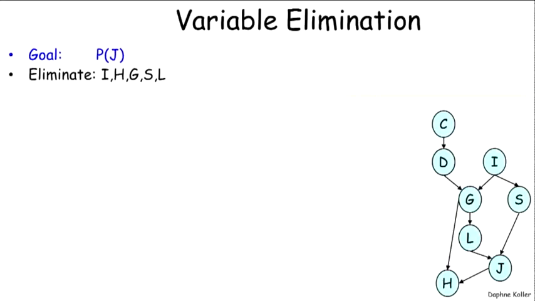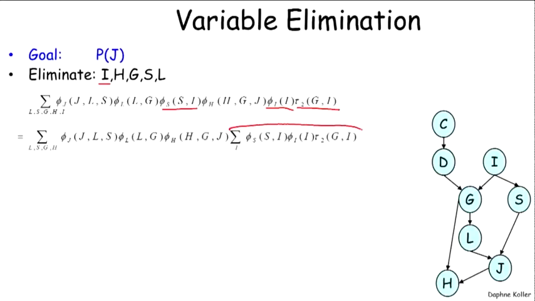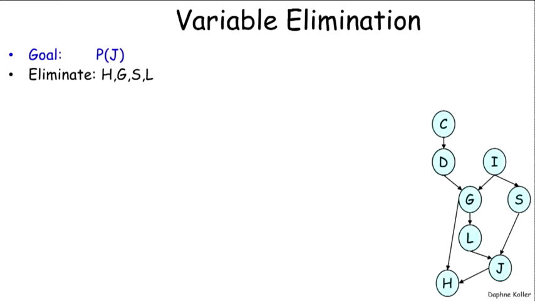Moving forward, we're now interested in eliminating I. And so the factors that involve I are tau 2 of g and I, and phi s of s and I, and phi I of I. And so we go ahead and multiply them together to give us a factor whose scope is g, I, s, and eliminating I gives us a factor tau 3 whose scope is s and g. And so the process continues, and let's just finish it all the way to the end.